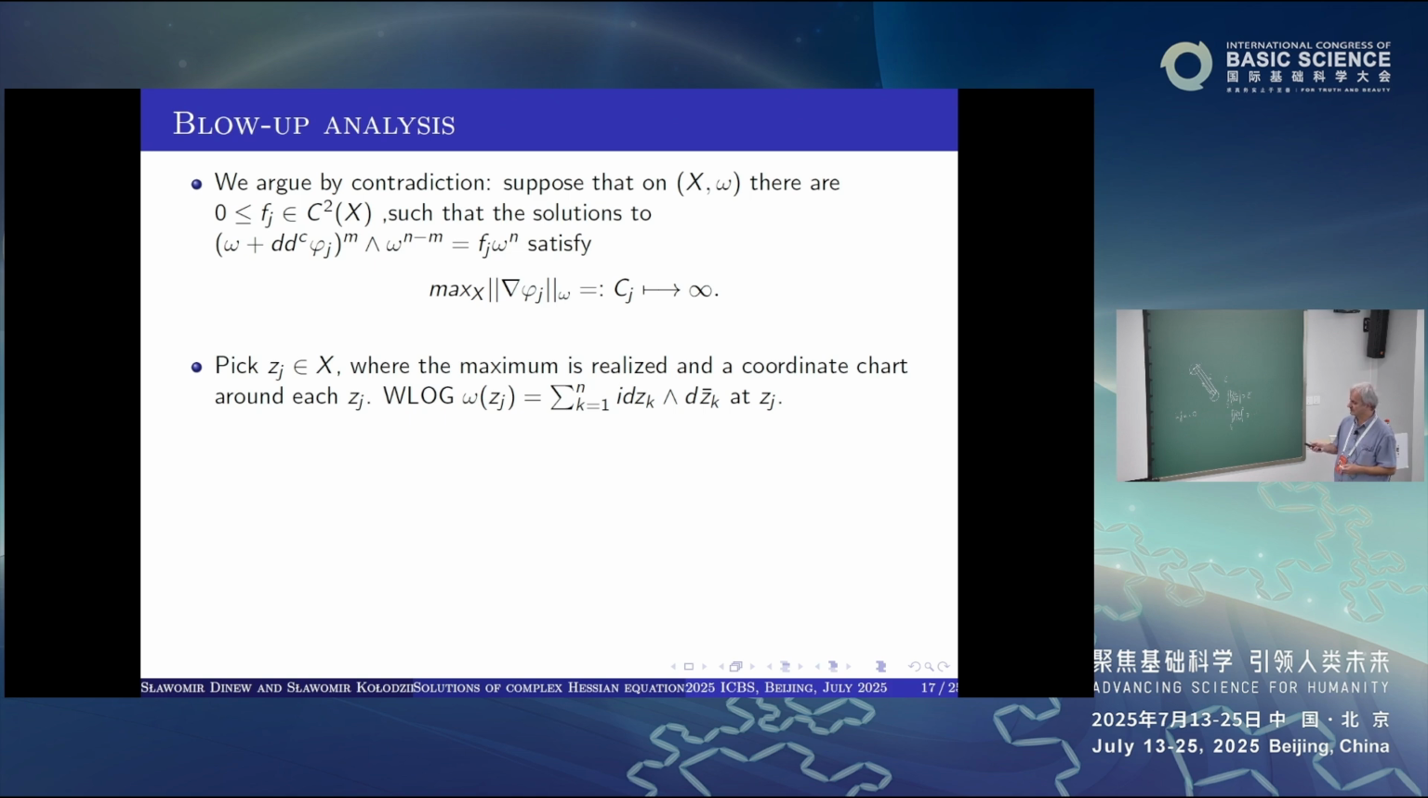Those maxima are realized at different points. So we pick the points where they are realized. We can pass to a subsequence so that they converge to one point. So in particular, almost all of them are contained in one chart. There's a bit of mess in the notation. Here, ZJs are points. Maybe we should write like WJs, because the same notation is used just for coordinates.